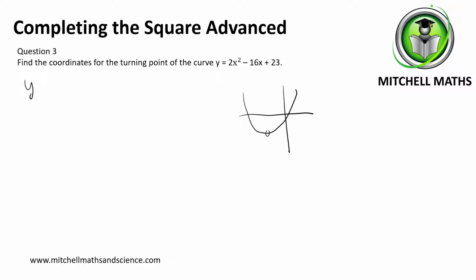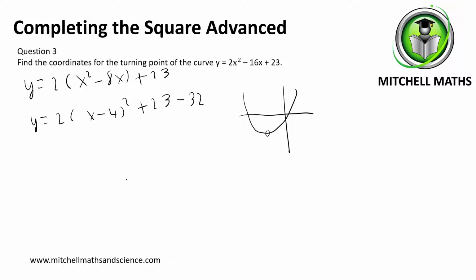First things first, we need to complete the square, which should be take 2 out, which will give us x squared minus 8x plus 23. We'll need to halve the number here. 4 times 4 is 16. 16 times 2 is 32, so we're going to need to take away 32 from the number at the end, which will give us y equals 2x minus 4 squared minus 9.